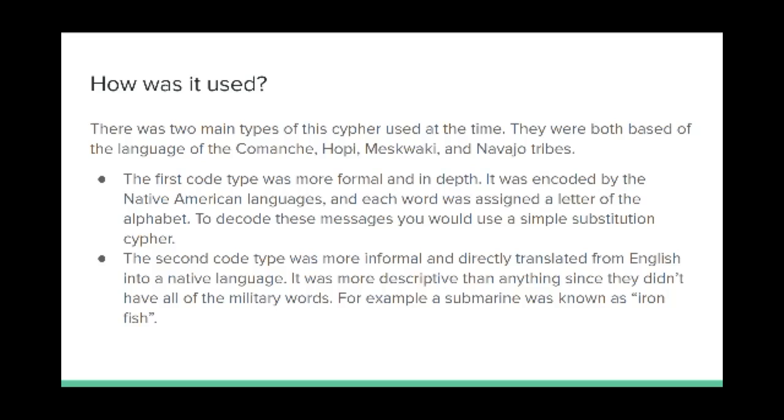The second code was more informal. Personally it was harder to understand, but they would directly translate English into one of the native languages or a mix of the native languages. But it was more descriptive, since the Native American languages didn't have words for military terms because they weren't important to them at that time. So they would substitute, for example, a submarine was known as an iron fish because they didn't have a word for submarine.